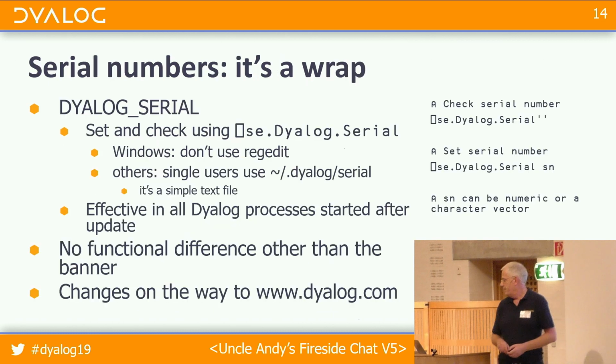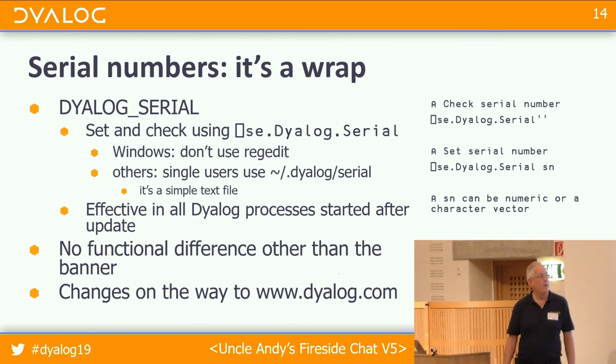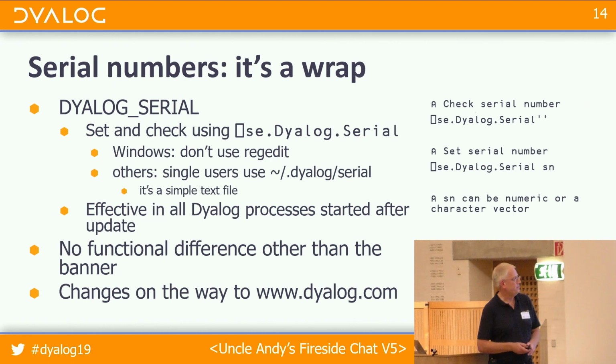So, everyone's getting heartily fed up with serial numbers. I certainly am. For the Dyalog serial, use ⎕SE.Dyalog.Serial. With an empty argument, it displays what your current serial number is. If you give it the serial number, either as a numeric value or a string, then it sets it for all future invocations of Dyalog APL.